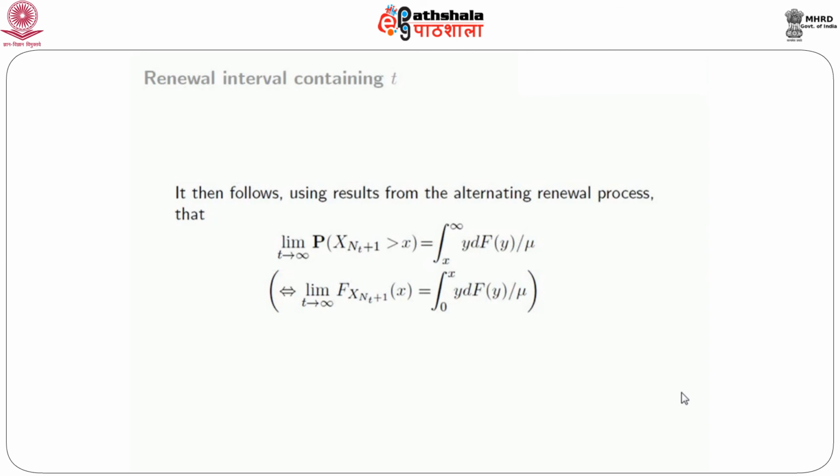which says that by going to 1 minus this probability, if you look at the cumulative distribution function of X_{N(t)+1}, then that cumulative distribution function F at x, the limit of that as t goes to infinity, is given by the integral from 0 to x of y dF(y) divided by mu.